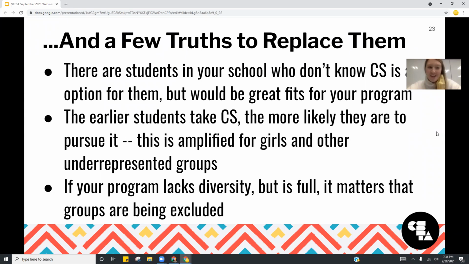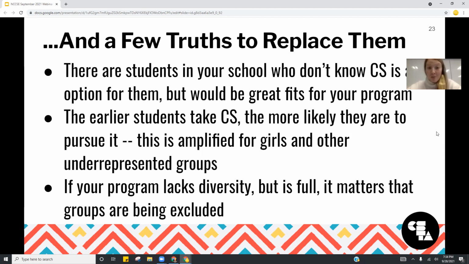The next slide. There are students in your school who don't know that CS is an option for them. They'd be great fits for your program, and they just have no idea that it's a course that they could take. Girls fall into this category a lot of the time. They don't know that CS is something that they could take or that they would be good at. The earlier students take computer science, the more likely they are to pursue it, which is amplified for girls and other underrepresented groups.